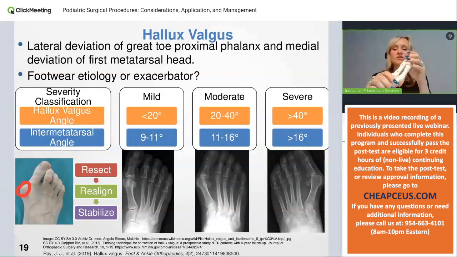It is actually, we're going to have that translation of the phalanges medially, and then that is the head of the metatarsal that is sticking out. So it's a malalignment that has developed from what is always the question. Is the footwear the etiology or the exacerbator?